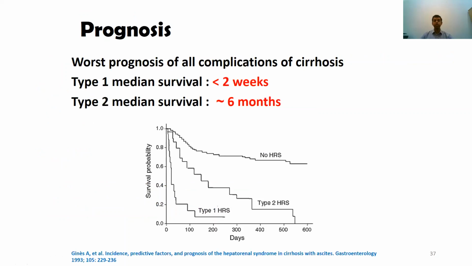However, if you look at the overall prognosis, if you develop type 1, your median survival on average is very short, up to about 1 to 2 weeks. Type 2 hepatorenal syndrome, your median survival is around 6 months. So they don't really have a very good prognosis overall.